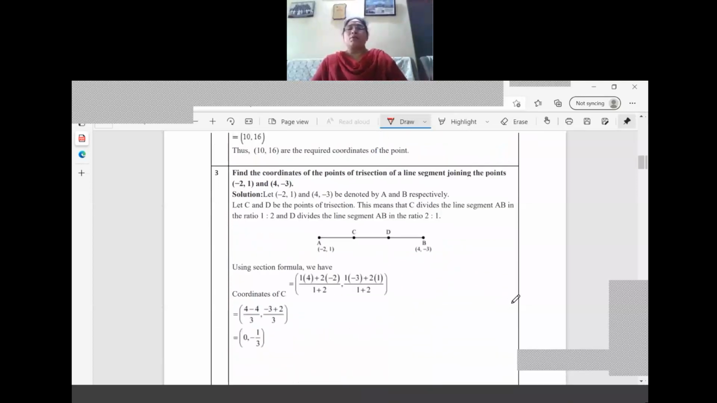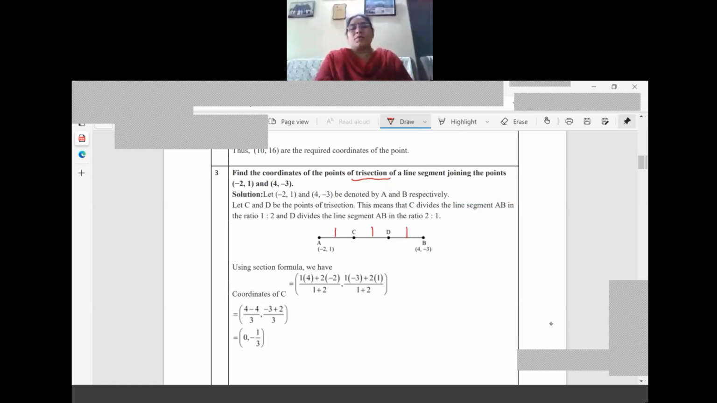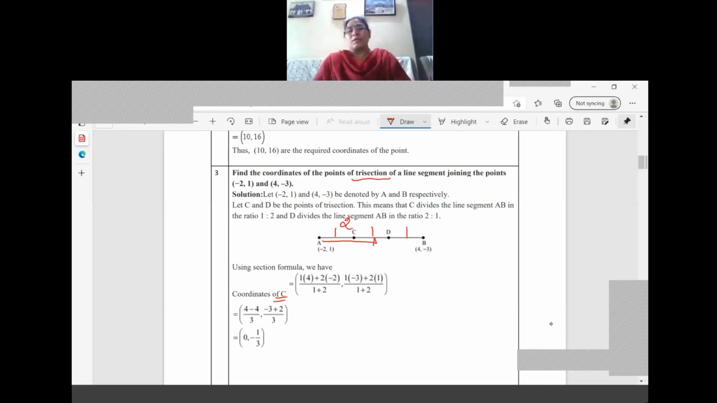Find the coordinates of the points of trisection. Trisection means it is divided into 3 equal parts. So the line segment joining the points (-2, 1) and (4, -3) only. AB is the line segment divided equally, so here we can write 1, 1 and 1. Now we are calculating the coordinate of C only. Up to C, what is the ratio here? It will be 2, right? So the remaining ratio is 1 only.